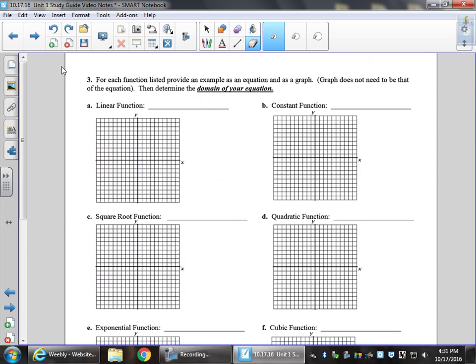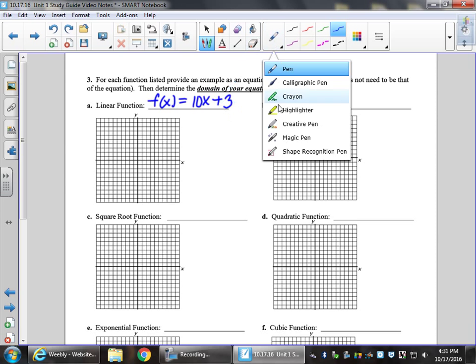Very nice. Number 3. For each function listed, provide an example as an equation and as a graph. The graph does not need to be that of the equation, meaning you can write a linear function. What you write here doesn't have to match what you graph. So let's work on this. Linear function is anything like y equals mx plus b. So I could say f of x equals 10x plus 3.